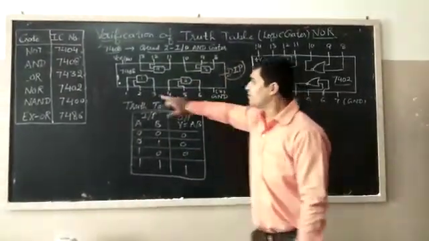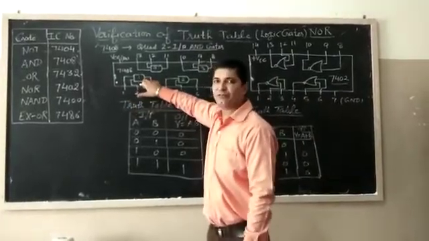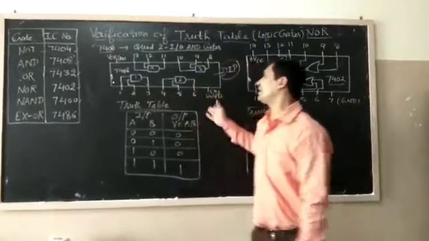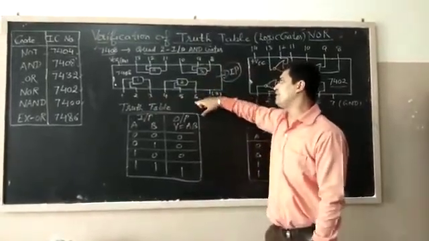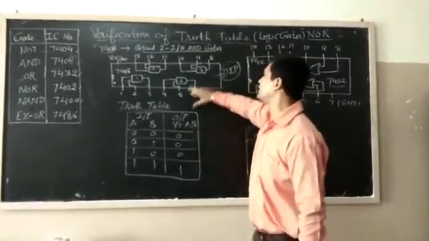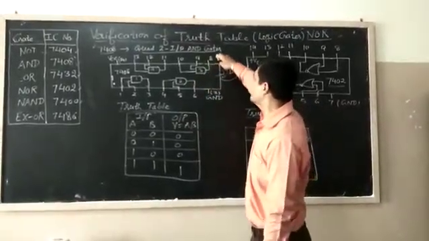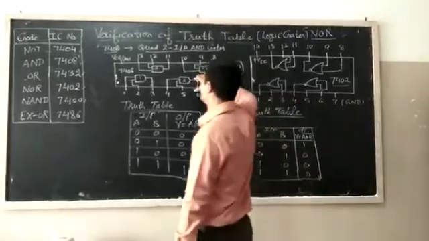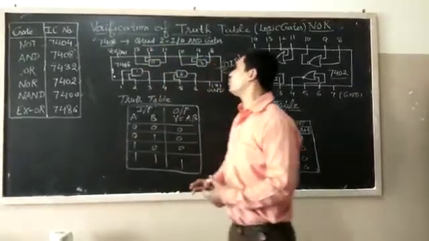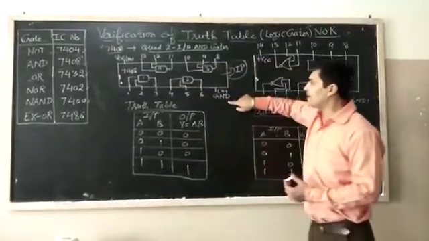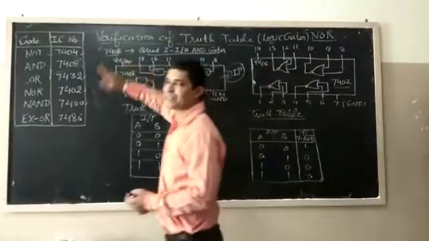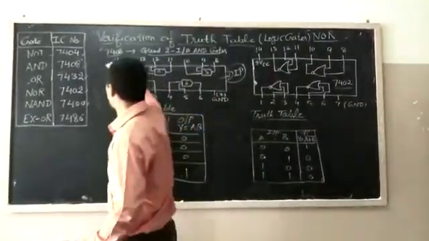Now inputs 1 and 2 are applied at these terminals, and output is taken across 3. Similarly for this one, 4 and 5 are used for the input and 6 is used for the output, and here 9 and 10 are used for the input and 8 is used for the output, 12 and 13 are for the input and 11 is for the output. Here pin number 7 is kept reserved for the ground and pin number 14 is kept reserved for the VCC or plus 5 volt supply.